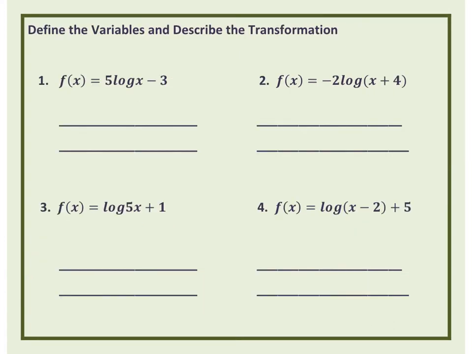Now let's be realistic. Most of the time, you're going to have multiple transformations in one. So we're going to just define the variables and describe the transformation. In this first problem here, we have a number in front of the log. That means that this is an A. This caused this graph to have a vertical stretch of 3. Now that negative 3 is not in parentheses. Therefore, this is my k value. K of negative 3 means the graph went down 3.